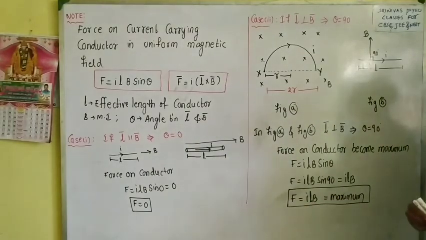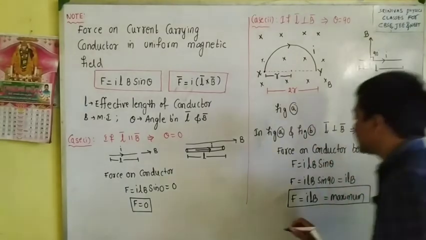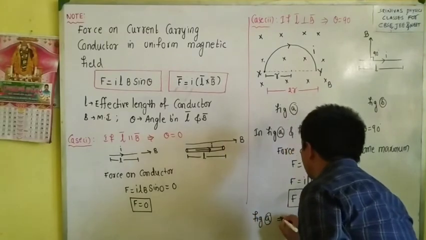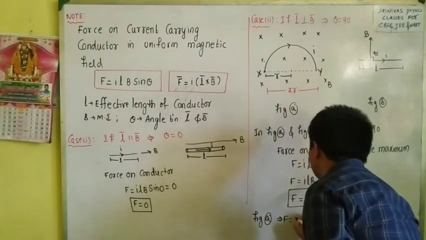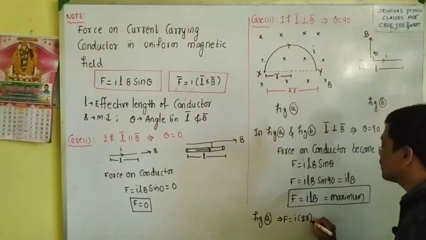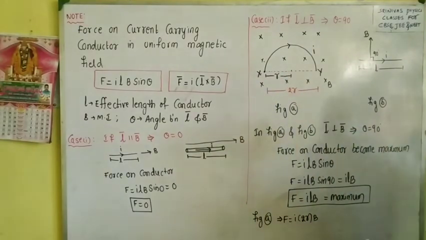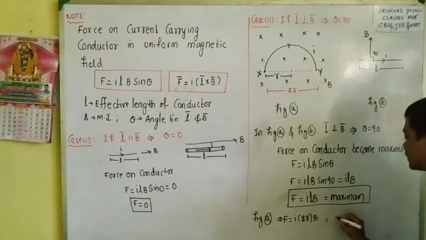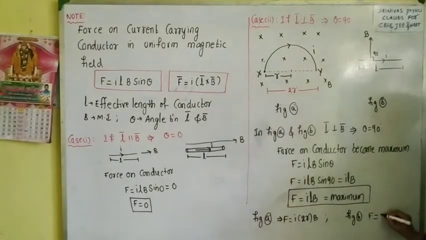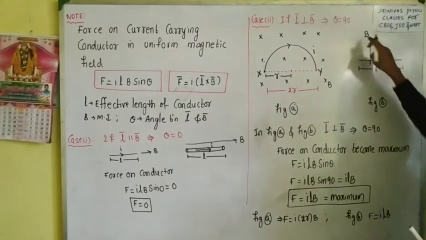Okay, these are the two cases, case 1 and case 2. In figure A, the force formula we write as I into LB, but L we write as 2r, so 2rB. And in figure B, we write the force as ILB. L is the length, B is the magnetic induction.